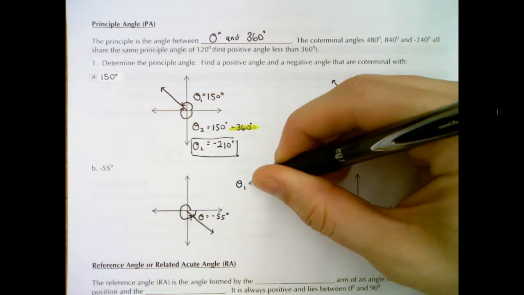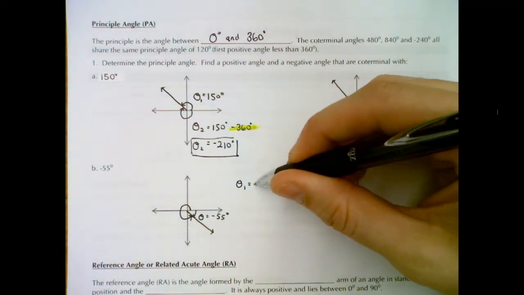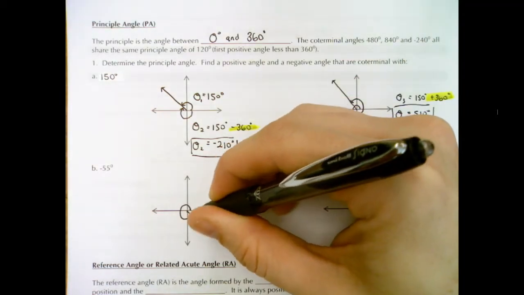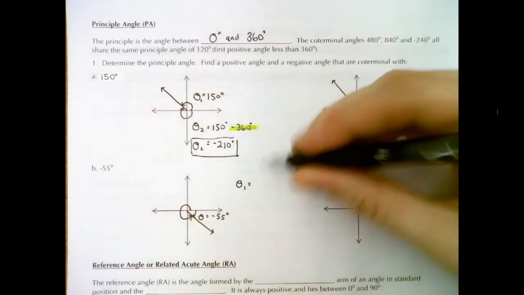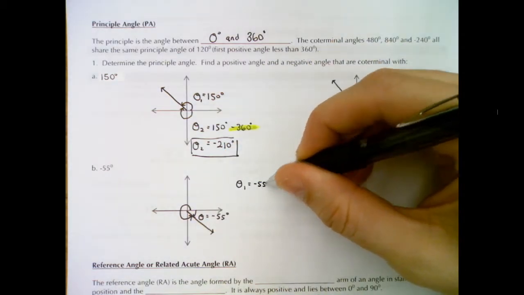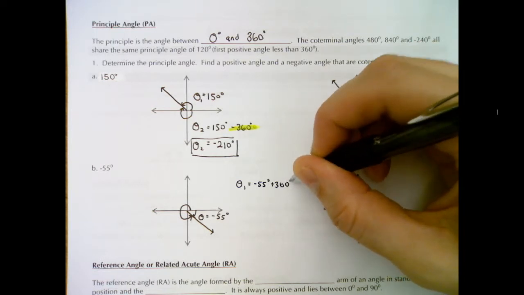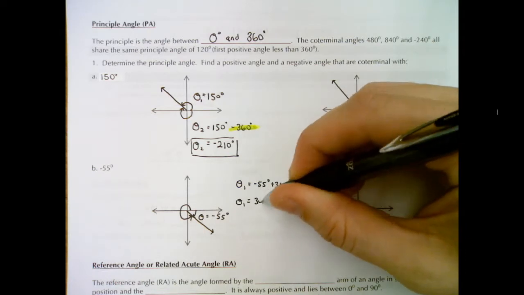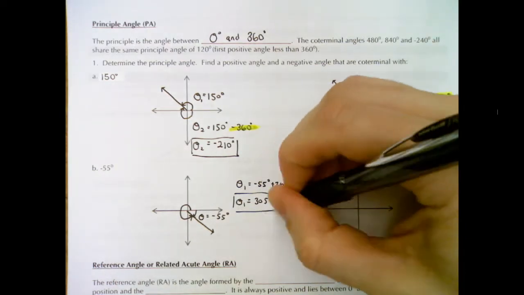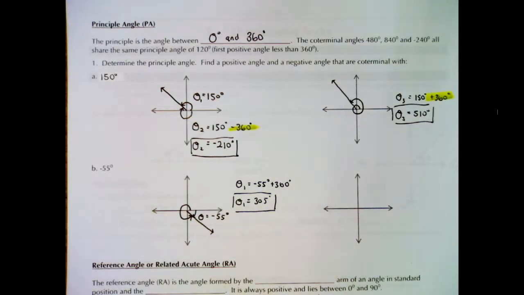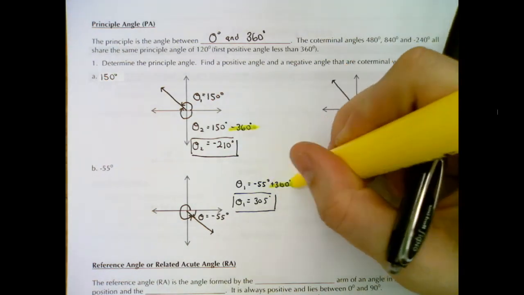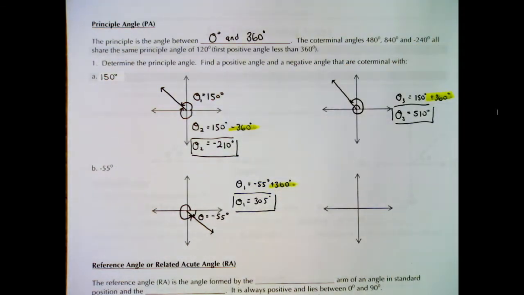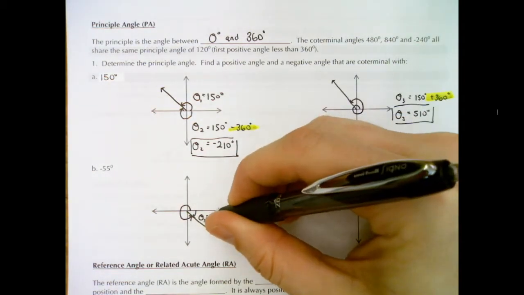So our first theta would be... 360 degrees would be a full rotation, but we're short by 55. So that would be like adding 360, which would be 305. And there's our principal angle, 305 degrees. And how did we get it? Since it was negative 55, we just added 360 to get our coterminal angle. And our coterminal angle was the principal angle, which means that negative 55 is a coterminal angle.